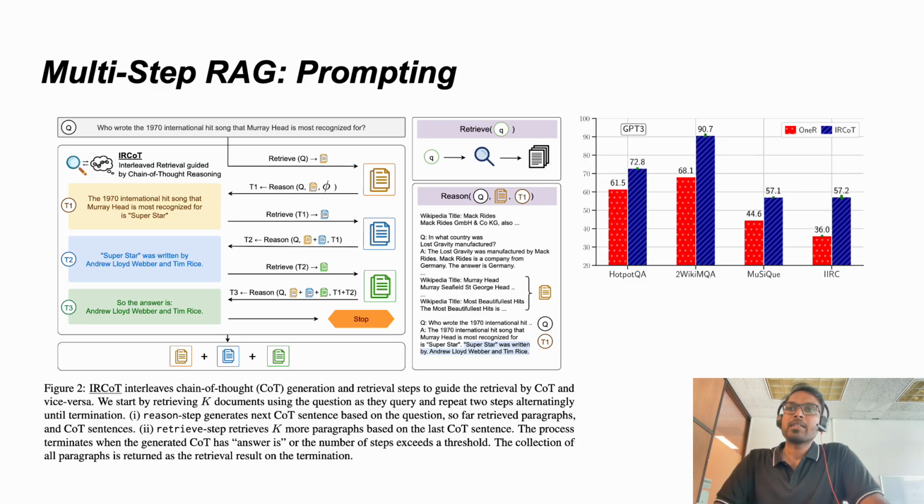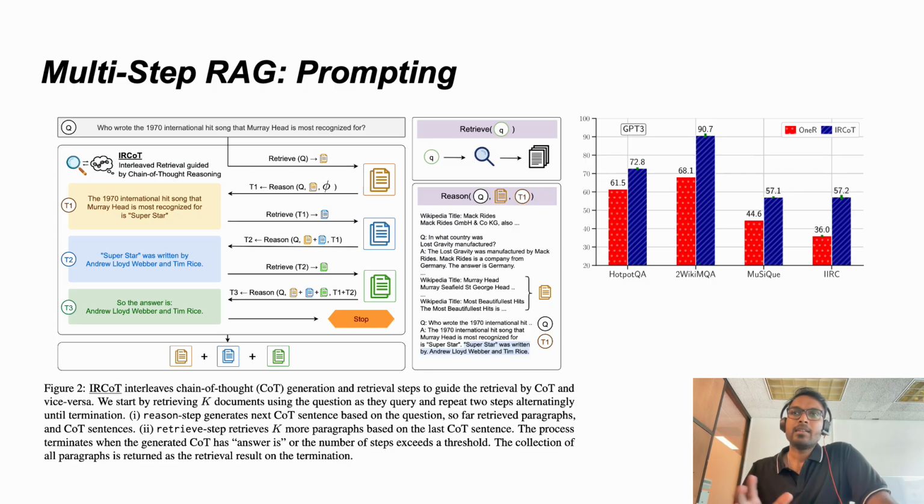IRCOT introduced an interleaved reasoning and retrieval loop. So instead of retrieving once, the model first generates a small piece of reasoning, that is, a small set of reasoning tokens, like a partial chain of thought. And that intermediate reasoning is then used to form a better retrieval query, which brings in more relevant evidence. And then the model continues reasoning, retrieves again if needed, and repeats this process.